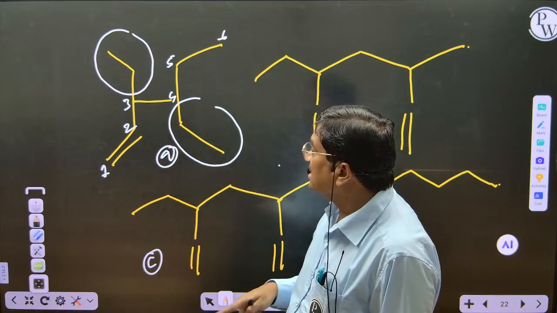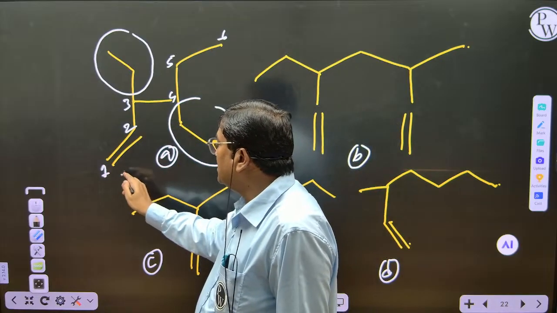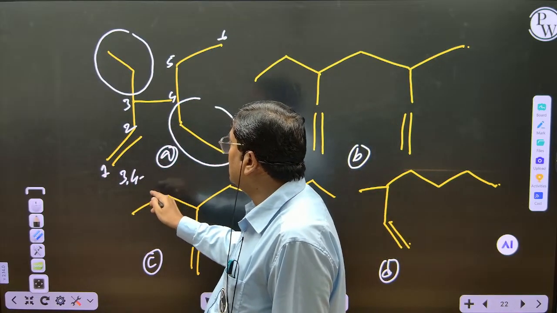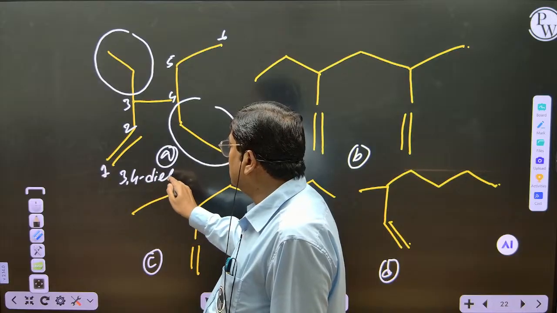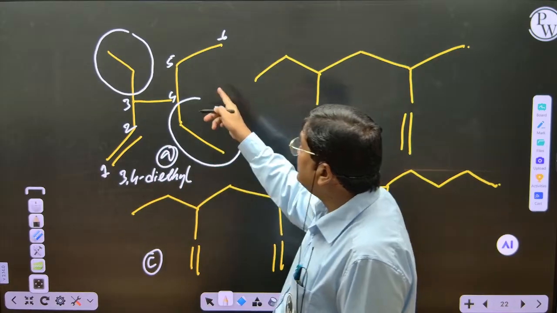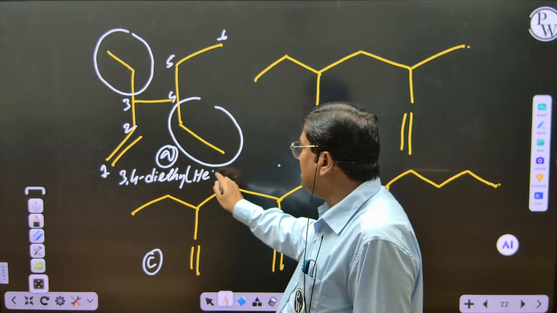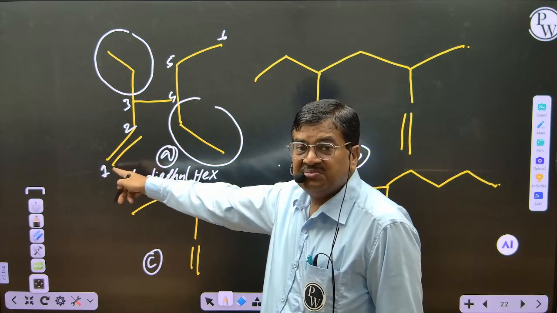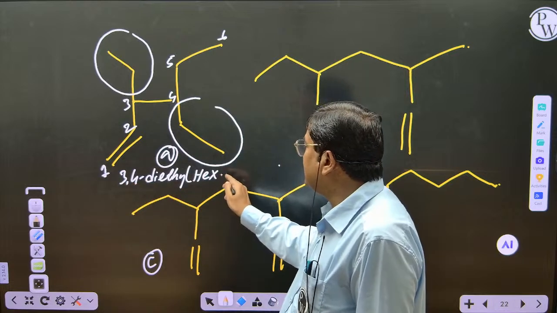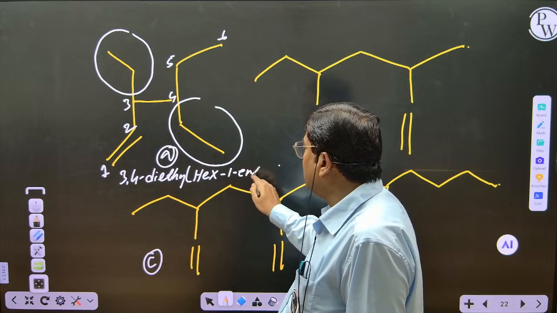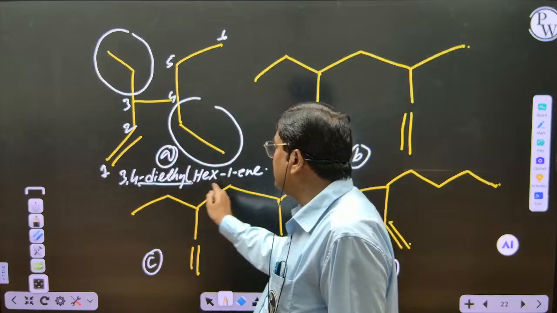So where it is located? At third carbon and fourth carbon. Mention 3, 4 diethyl. Diethyl. What is the word root? Hex. Hex. Word root is followed by suffix. Where is the position of double bond? 1. Hex-1-ene. Or you can even write 1-hexene. Check, everyone got same?